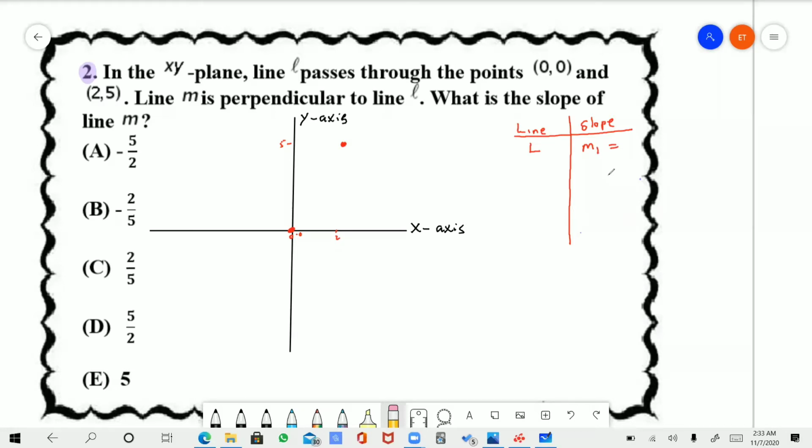So line L, a line connecting these 2 points, will be this. You can go as far as you can. It doesn't start from 0. It just passes through those 2 points. So line L can go both ways into infinity.